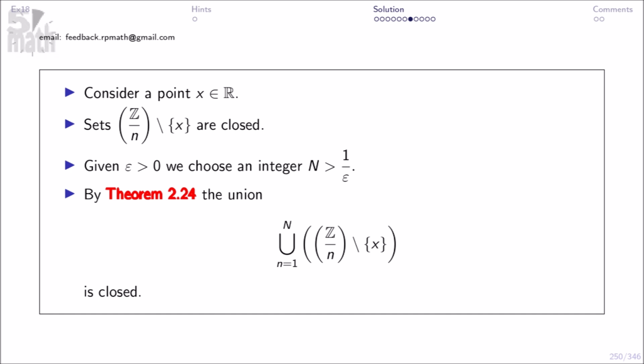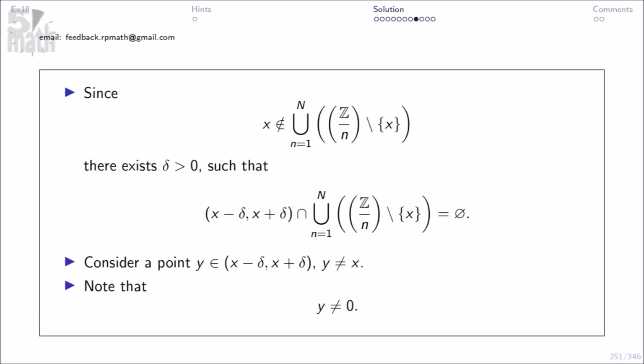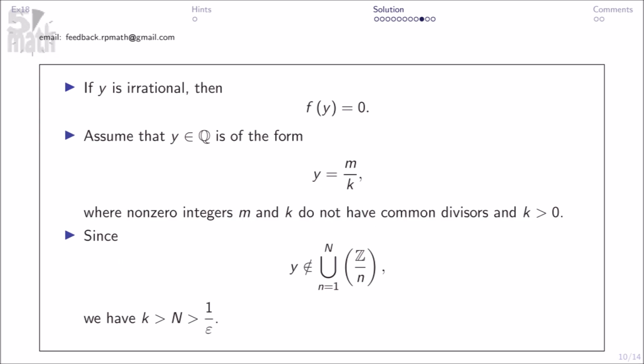By Theorem 224, the union here is closed. Since this, there exists delta greater than 0 such that this. Now consider a point y in (x minus delta, x plus delta) exclusive, y not equal to x. Note that y is not equal to 0. If y is irrational, then f of y equals 0.